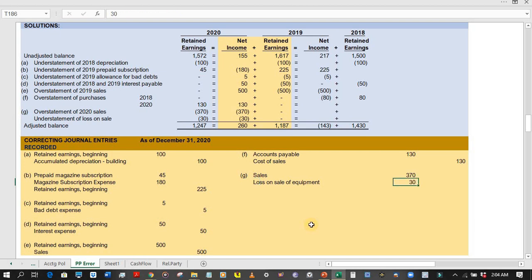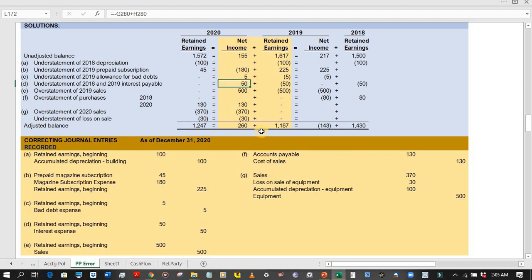And since the entity did not record the derecognition of equipment and the accumulated depreciation, we need to record the derecognition of those accounts. So that will be a debit to accumulated depreciation for 100 pesos and the cost of the equipment as a credit to 500 pesos. So these are the correcting journal entries that will be made as of December 31, 2020.